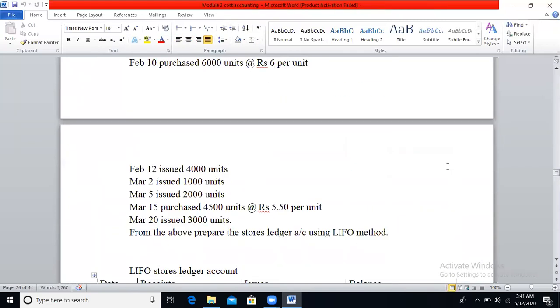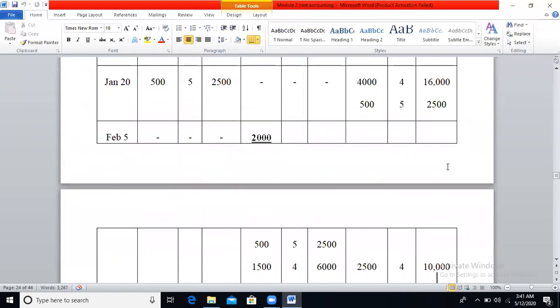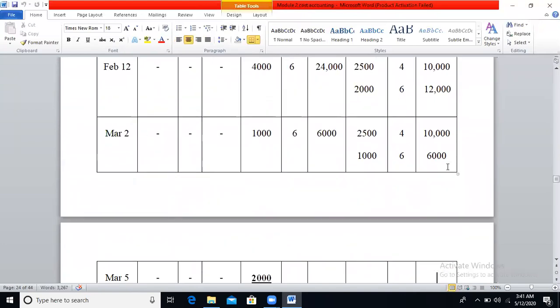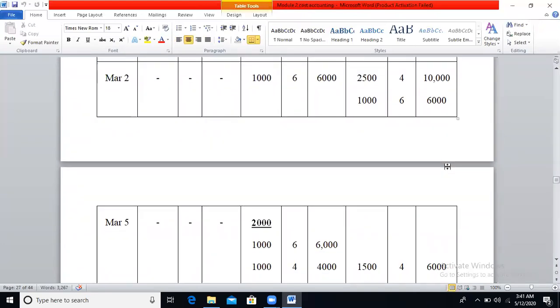Then the next transaction is March 5th. We are issuing 2,000 units. Now see the last balance in the balance column. We are having 1,000 units, the latest purchase, that is 1,000 units at rupees 6, 6,000. First you will issue this. So 1,000 units at the rate of 6 rupees. 1,000 into 6, you will get 6,000.